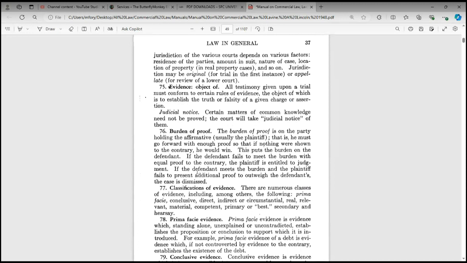Evidence, object of. All testimony given upon a trial must conform to certain rules of evidence, the object of which is to establish the truth or falsity of a given charge or assertion. Judicial notice: certain matters of common knowledge need not be proved. The court will take judicial notice of them.